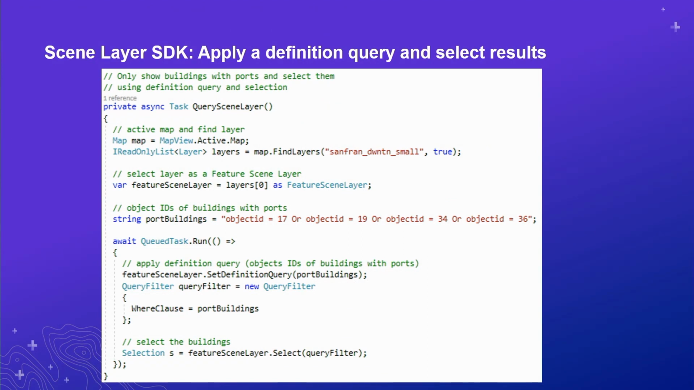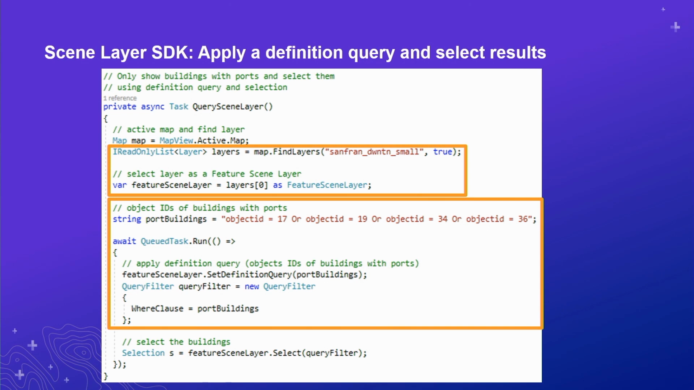If you have done SDK work in the past, this should look familiar. First, we can use the map to find our layer by name. For this example, I know it will be a feature scene layer, and it's going to be the first layer in my list. You probably want to make this a little bit more robust in your code.